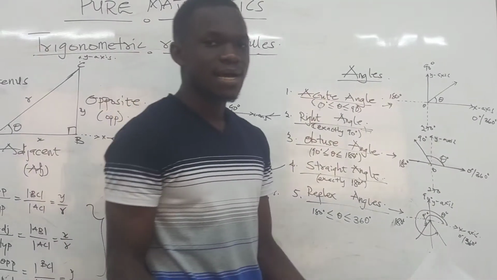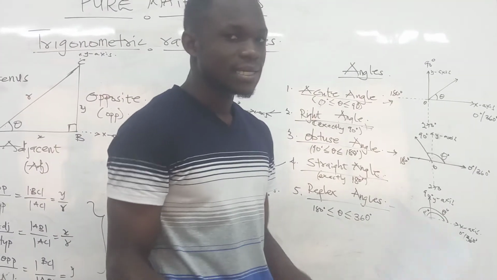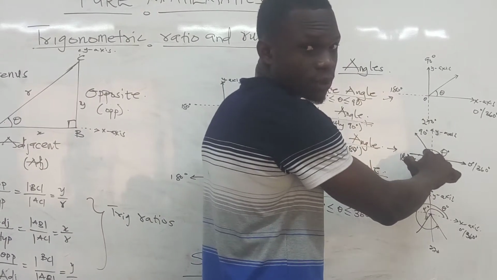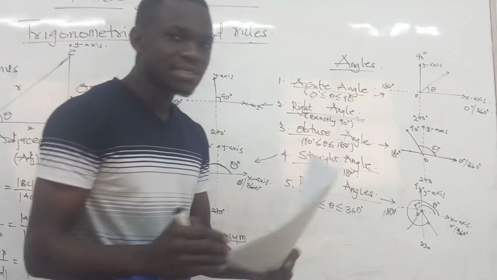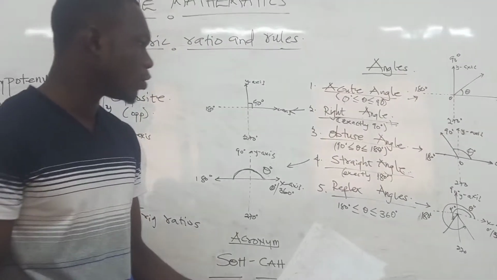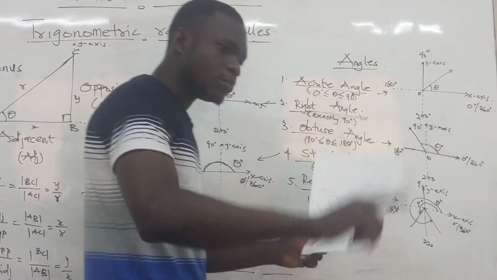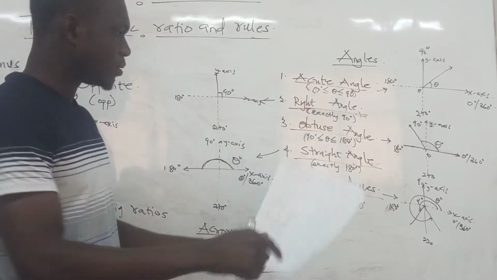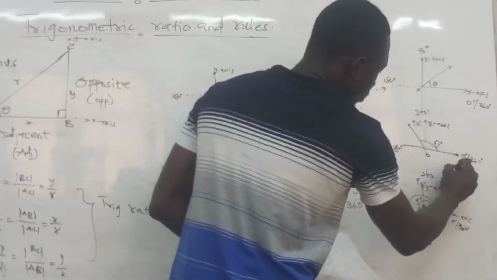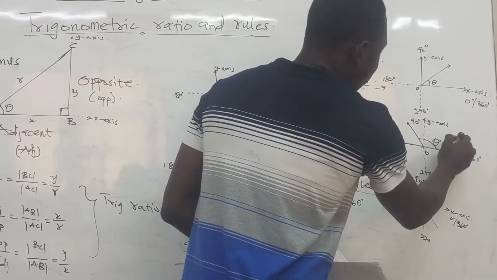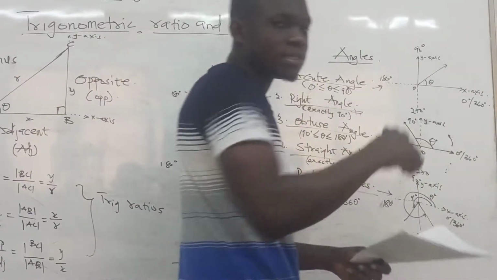Now, angles are measured anti-clockwise. That is basically the reason why the angle has been drawn this way. Positive angles are drawn anti-clockwise. Having a clock, we know that the clock moves in this direction, but anti-clockwise moves in the opposite direction of the clock.